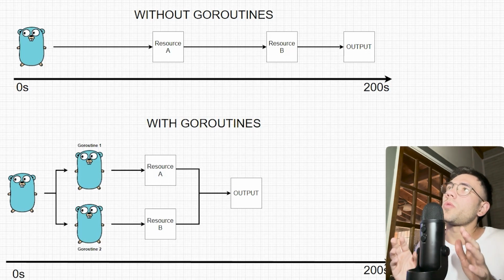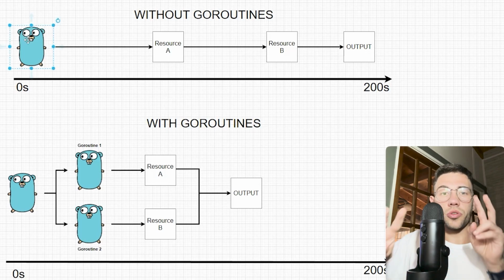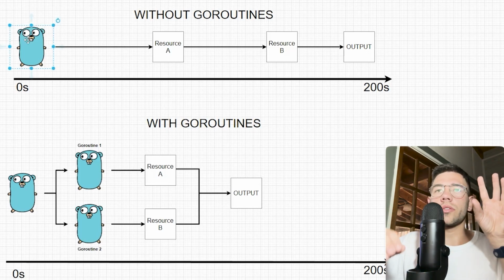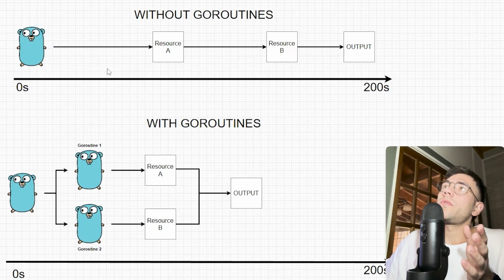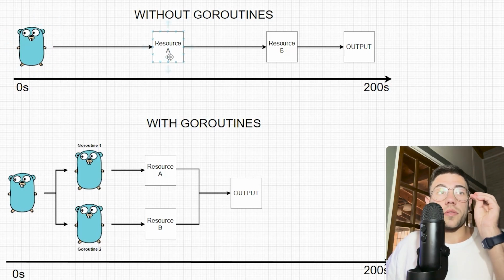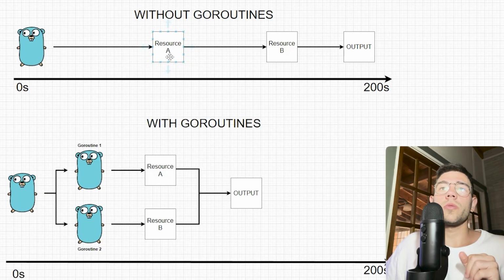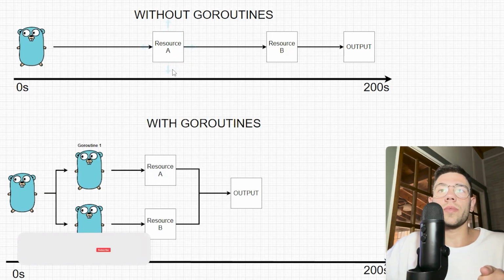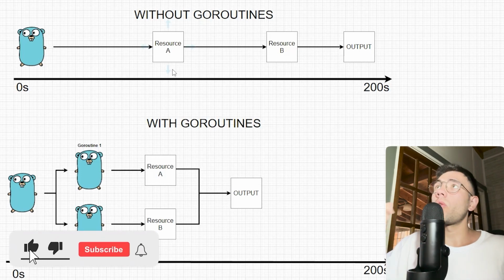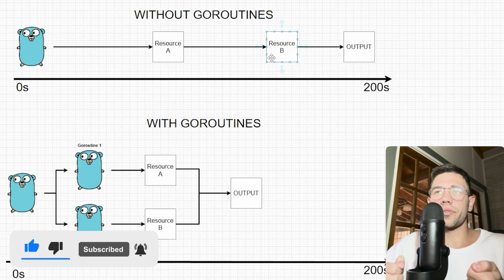So first of all, we have a program without Goroutines. This program needs 2 resources, the resource A and the resource B. For this program, first we call this API, for example, and we will wait for this resource. And then when the program gets that resource, we start another API call to get the other resource.